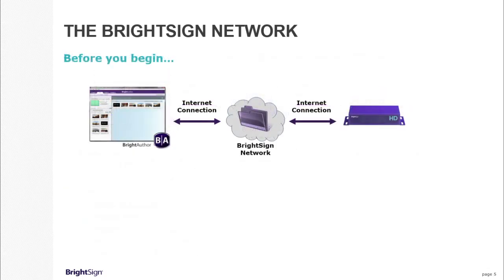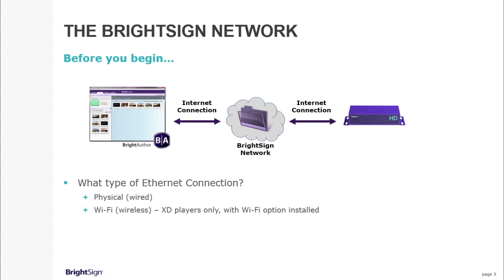Before we begin, I need to answer a few basic questions. First, I need to know the type of Ethernet connection my player will have. Is it a physical connection, direct to the Ethernet and therefore the public internet, or is it a Wi-Fi connection? Our XD players offer Wi-Fi module options that would need to be installed. Our HD players offer no such option. If it's a Wi-Fi connection, I'm going to need to know the name of that Wi-Fi network, often referred to as the network's SSID, and I will also need to know the security key for that network.